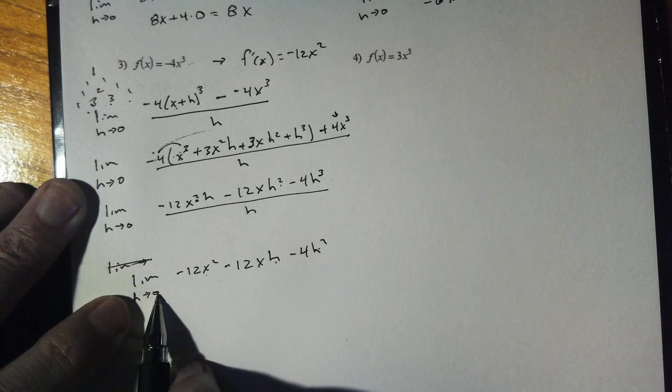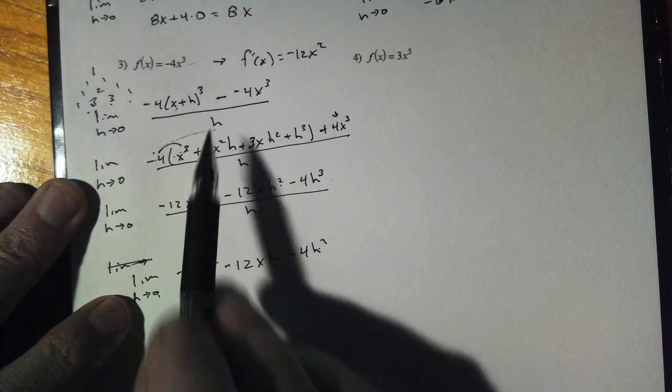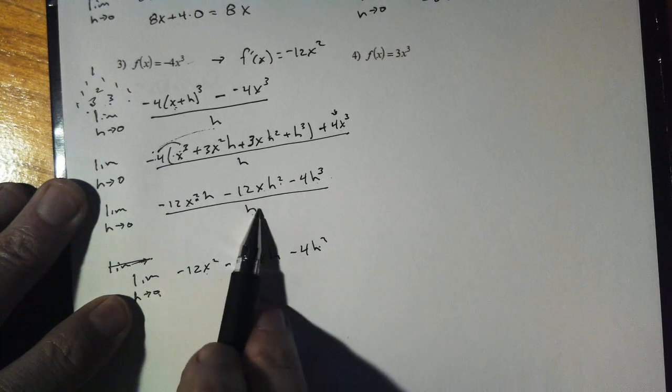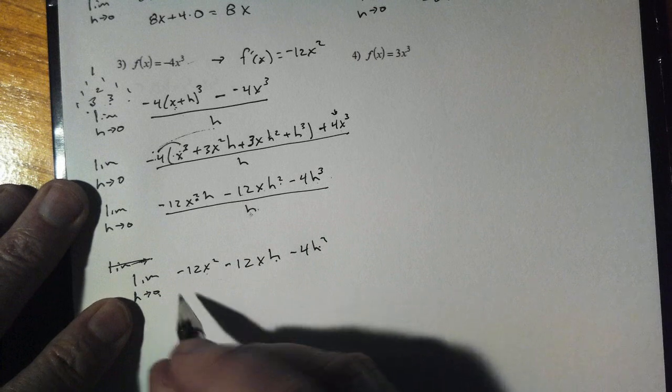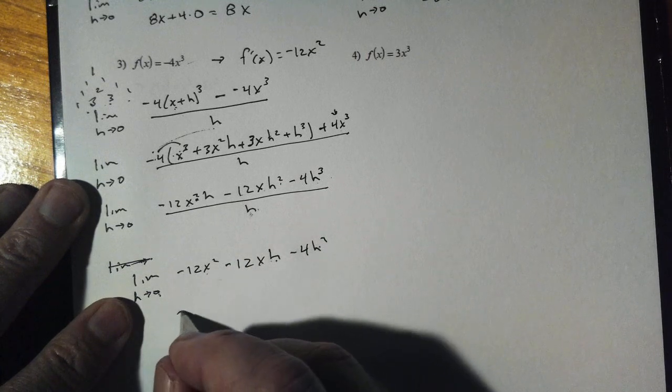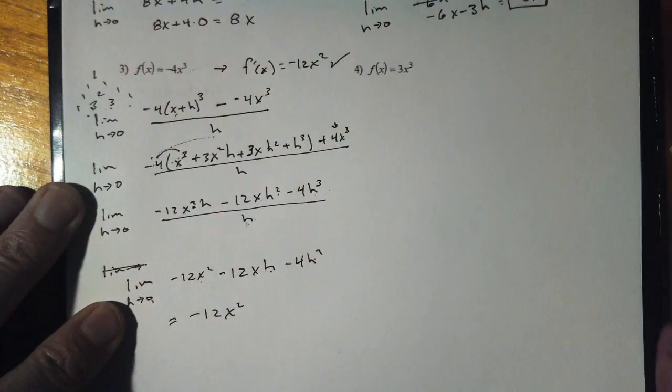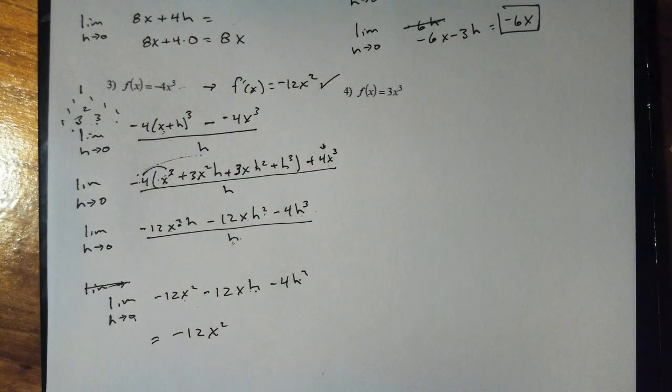Why can't we just put 0 in to begin with? Because we end up with 0 on 0. Even here, 0, 0, 0 on 0. It's not until we cancel that denominator. So now we put 0 in, those terms are gone, and we get negative 12x squared. And we've got what we had expected.